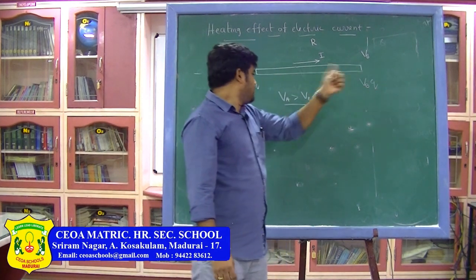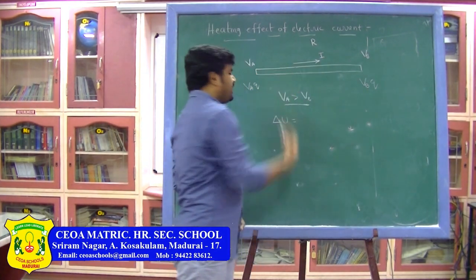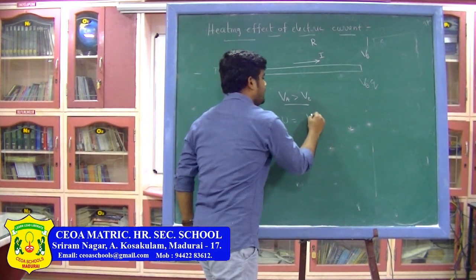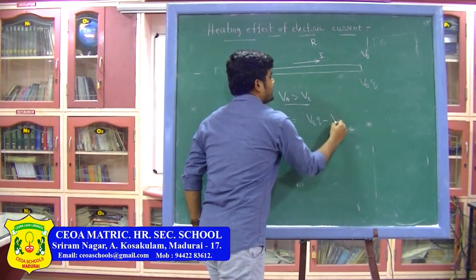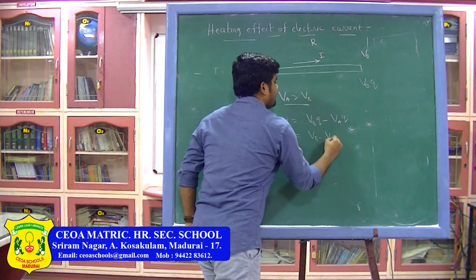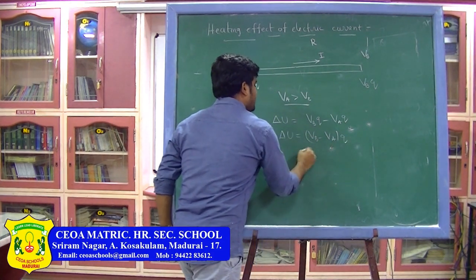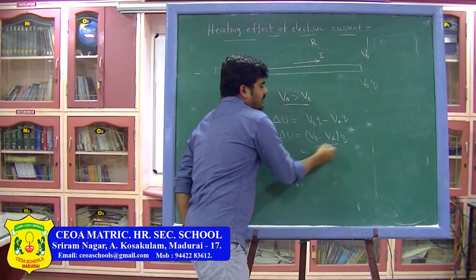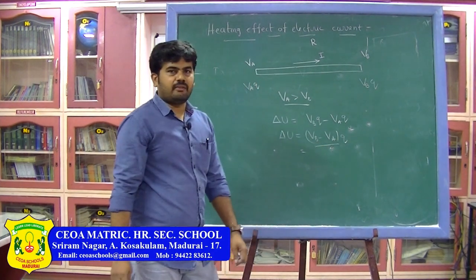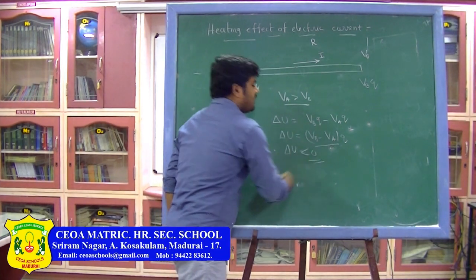Now taking the change in potential energy, that is the final potential energy minus the initial potential energy, you will get VB into Q minus VA into Q, that will be (VB minus VA) into Q. This is the delta U value. If you observe this equation, this VB minus VA will be a negative value, that means this delta U is less than 0, that is a negative value.